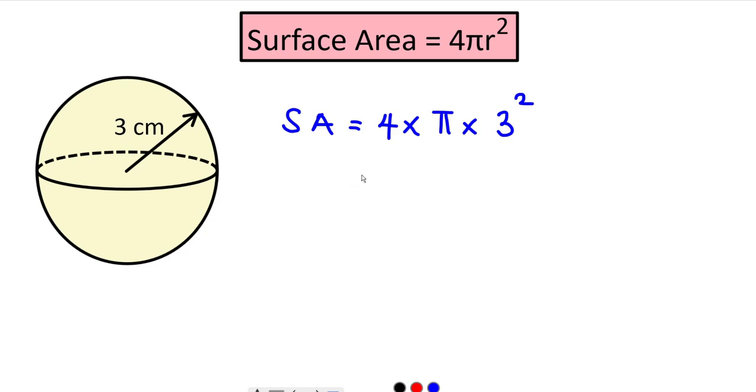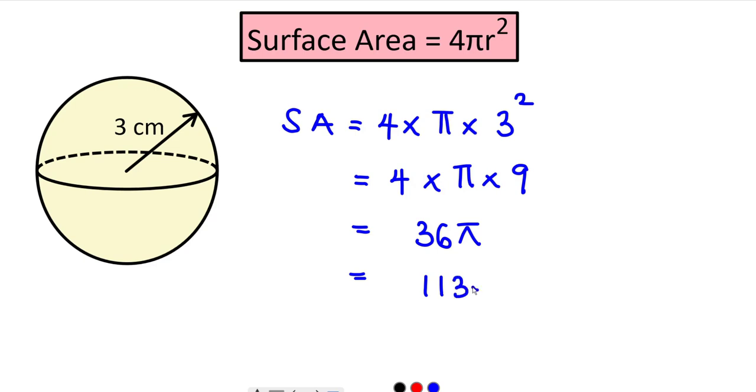Now if we try to simplify this, there's going to be 4 times pi times 3 squared, which is simply 3 times 3, and that's going to be 9. Then if we simplify this further, 4 times 9 is 36, and then include the pi. To get a numerical value, we punch pi into the calculator and multiply by 36. And then you get 113.1 rounded to 1 decimal place, and don't forget to put a unit, which is centimeters squared. This is the surface area of this 3D sphere.